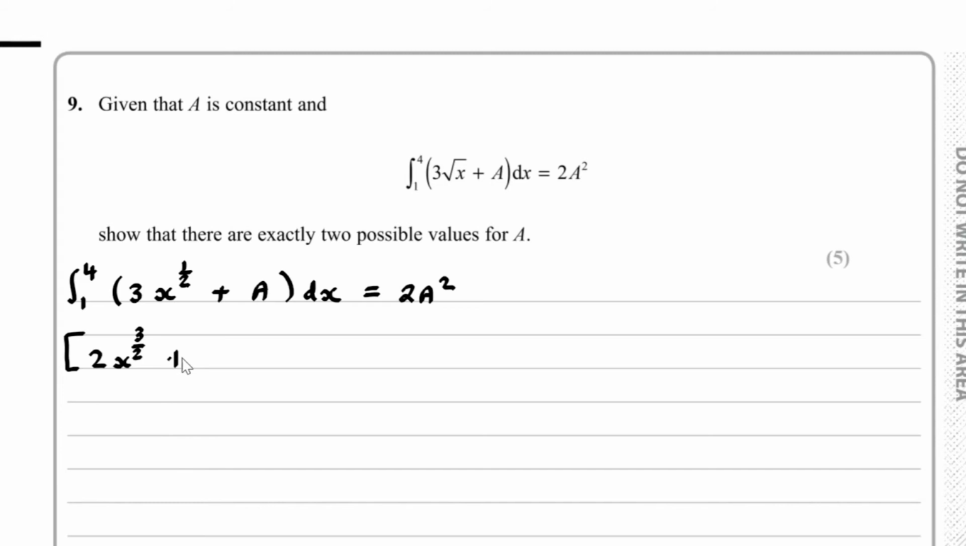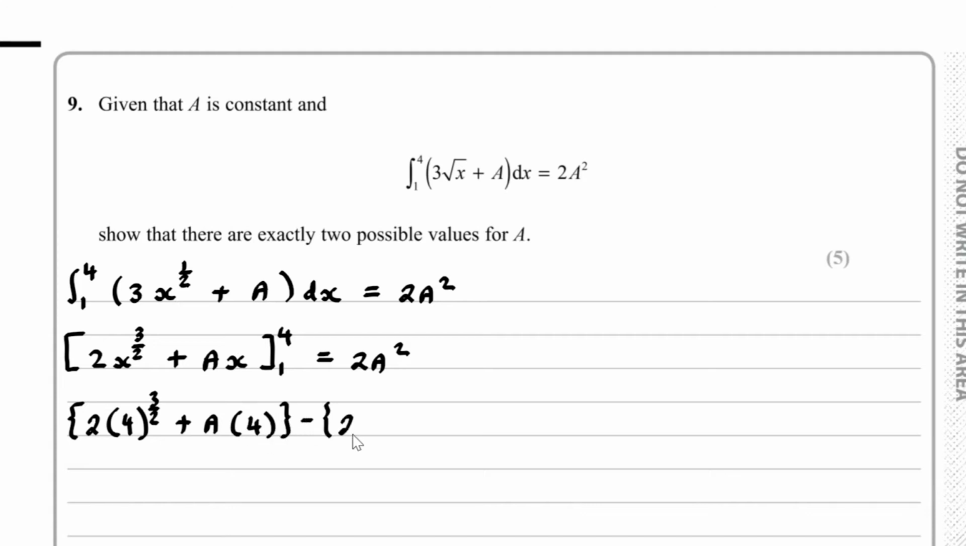And then I add on the integral of a, which is quite simply ax. And I will evaluate this between 1 and 4. And the answer to all this is 2a squared. So if I substitute in for my upper limit, I've got 2 lots of 4 to the power of 3 over 2 plus a lots of 4, minus 2 lots of 1 to the power of 3 over 2 plus a lots of 1. This is equal to 2a squared.